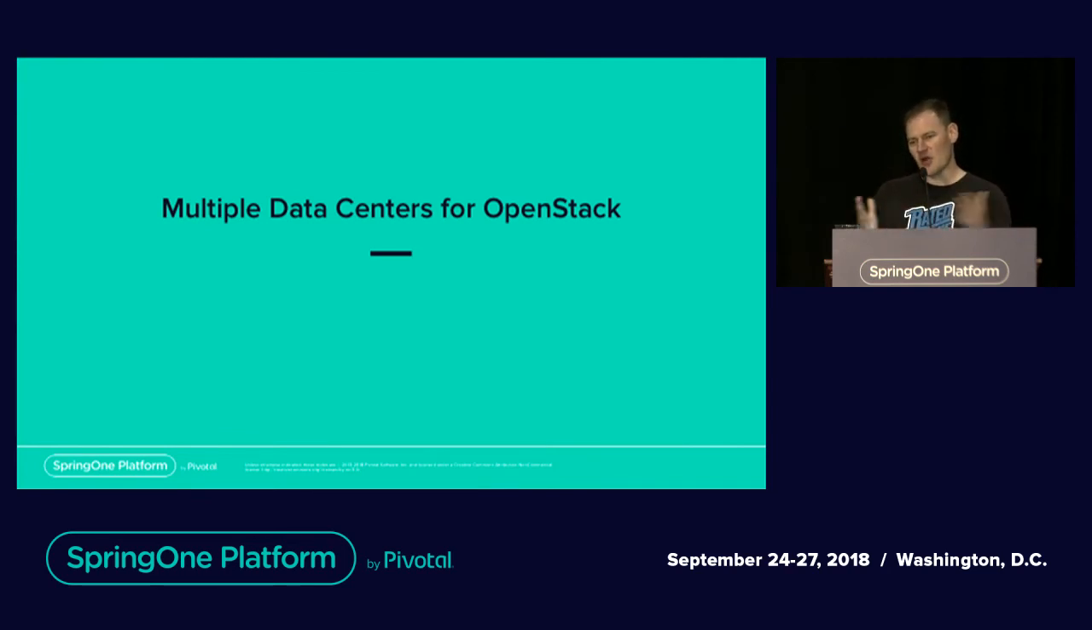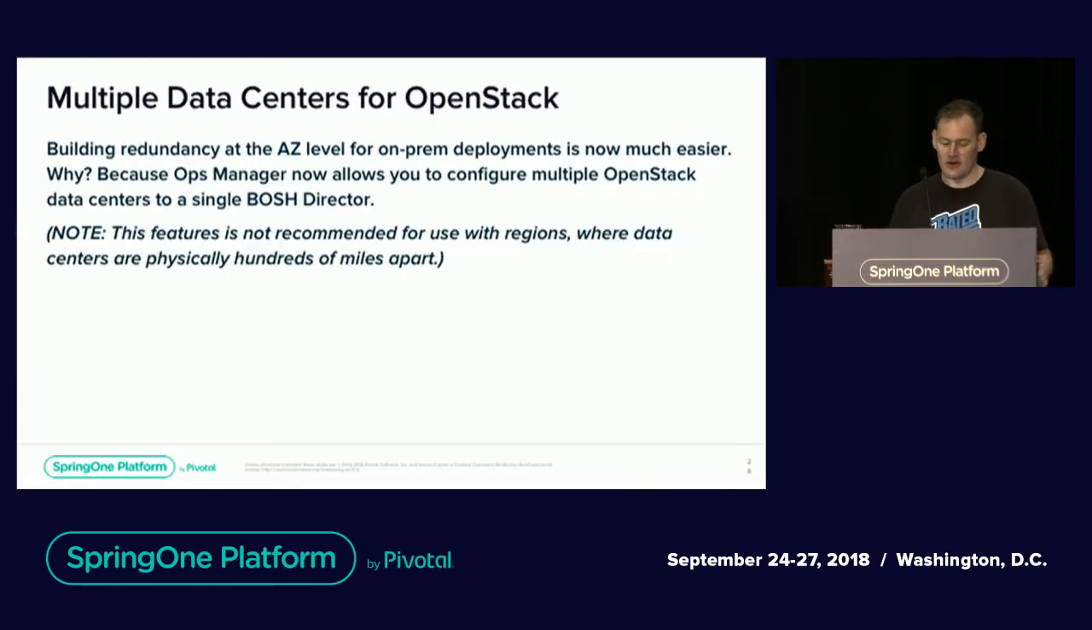There's also another architecture pattern that we've seen, and it's applicable for some scenarios, where you want to have a single BOSH director and a single PAS instance stretch across two physical locations. So it's a way of having a single foundation, a single BOSH director work in two physical sites. So we call this feature multiple data centers. We announced it for vSphere as part of PCF 2.2.